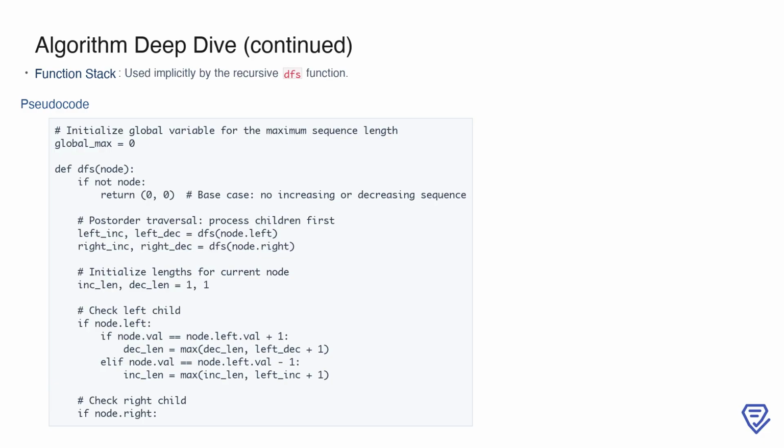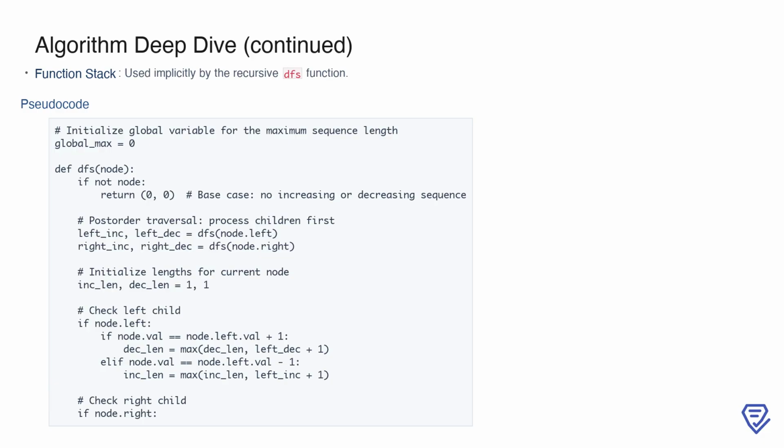For non-null nodes, we first perform a post-order traversal by recursively calling DFS on the left and right children. This gives us the sequence lengths for the left and right subtrees, which we use to compute the sequence lengths for the current node. Initially, both inc_len and dec_len are set to 1 to account for the node itself. We then check the left child.